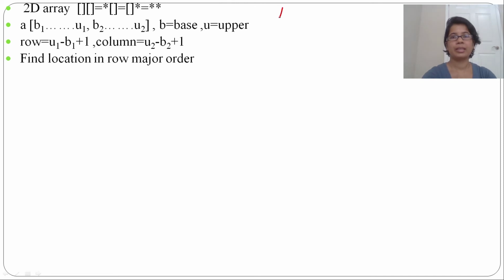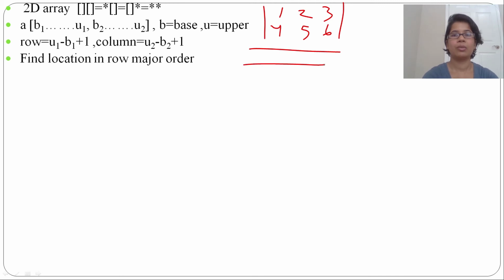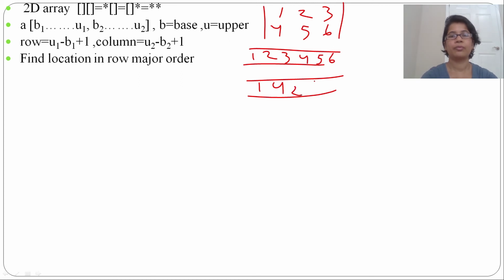Suppose an array is like this: 1, 2, 3, 4, 5, 6. This is a two-dimensional array, 2 rows, 3 columns. If you are storing in memory like 1, 2, 3, then 4, 5, 6, then it is row major order. Or suppose you are storing column-wise like 1, 4, 2, 5, 3, 6, then it is column major order. First we will see how to find the location in row major order.